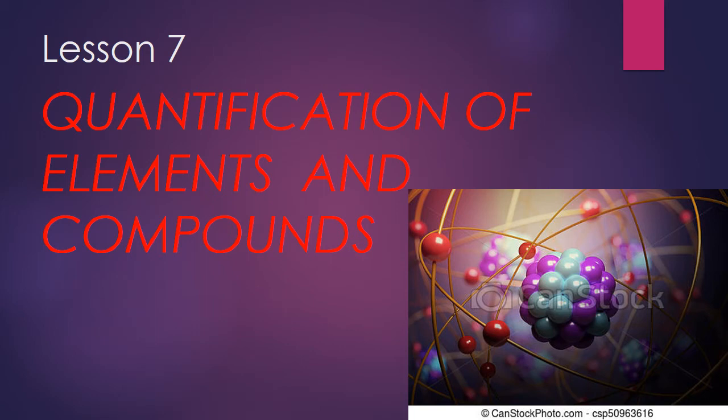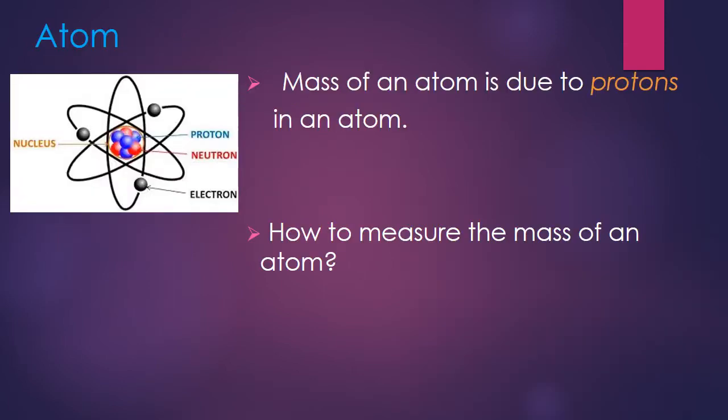Lesson 7, Quantification of Elements and Compounds. You all know that all substances are made out of the smallest particle known as the atom. If you recall the structure of an atom, you know that it contains neutrons and protons in the middle, in the nucleus, and the electrons orbit around them. So usually the mass of an atom is due to protons.